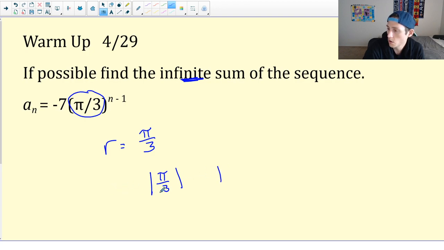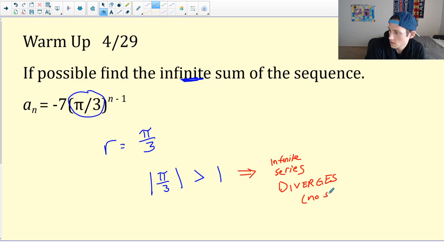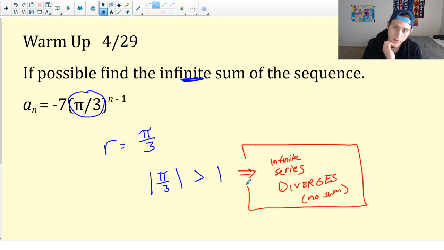Okay, so we want to take a look at pi over 3, and we want to compare it to 1. So will the absolute value of pi over 3 be greater than 1 or less than 1? Well, it's greater than 1, which means this infinite series diverges. Right, and diverges means there is no sum. That means if I add up all those terms, I'll end up at either positive infinity or negative infinity. So, diverges.